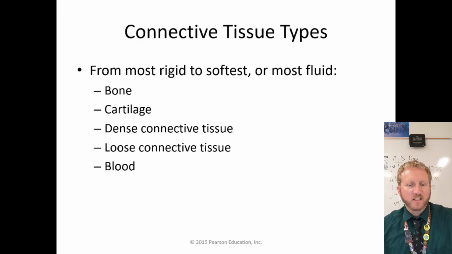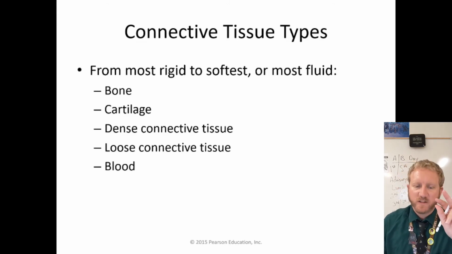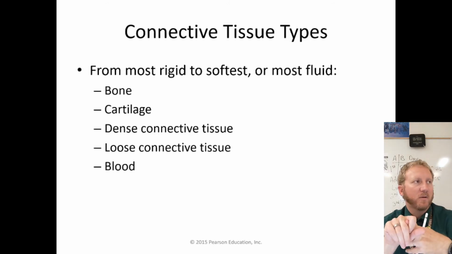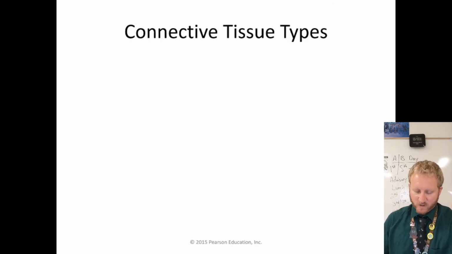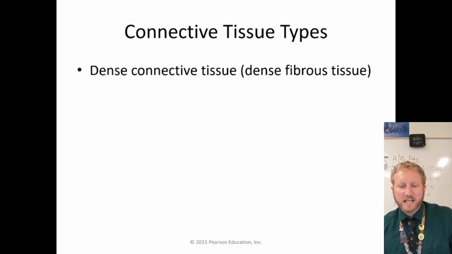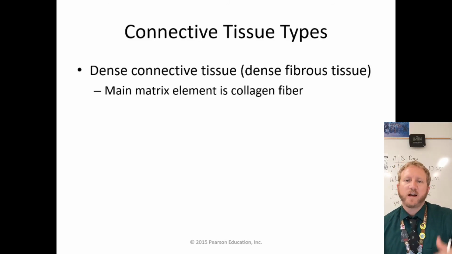We're going to be focusing on two types of connective tissue, dense and loose connective tissue. Bone and cartilage we'll talk about in the skeletal system, and then blood we'll talk about in the circulatory system in January. So dense connective tissue, also known as dense fibrous tissue, is mostly collagen fiber in the matrix.